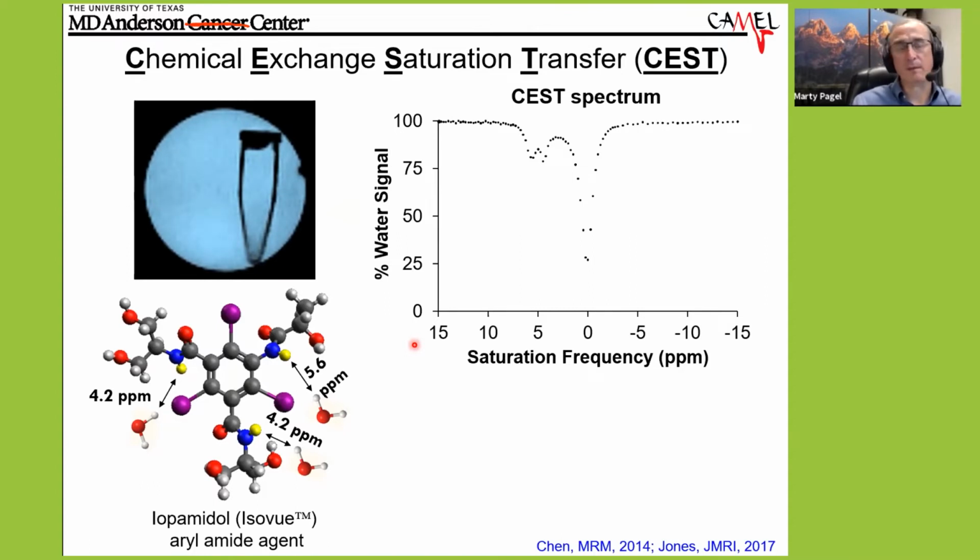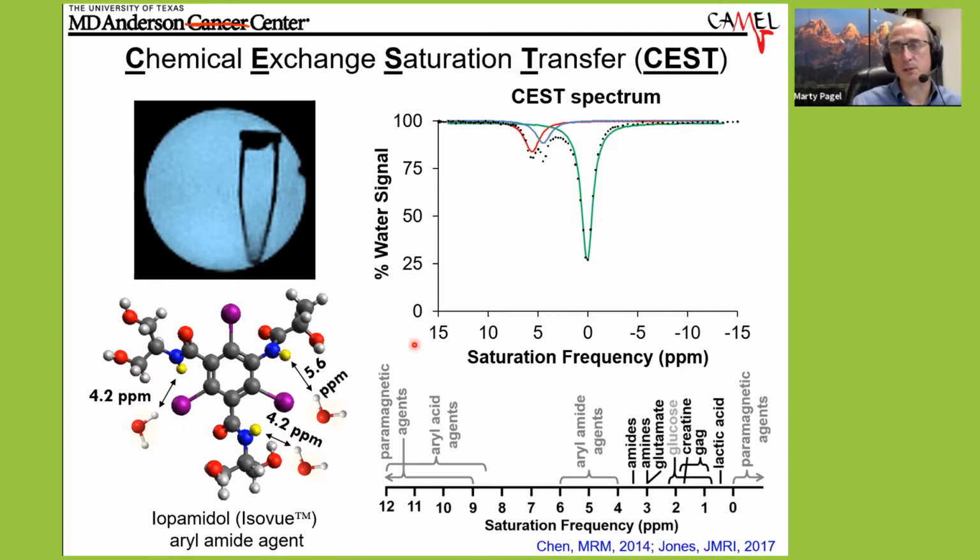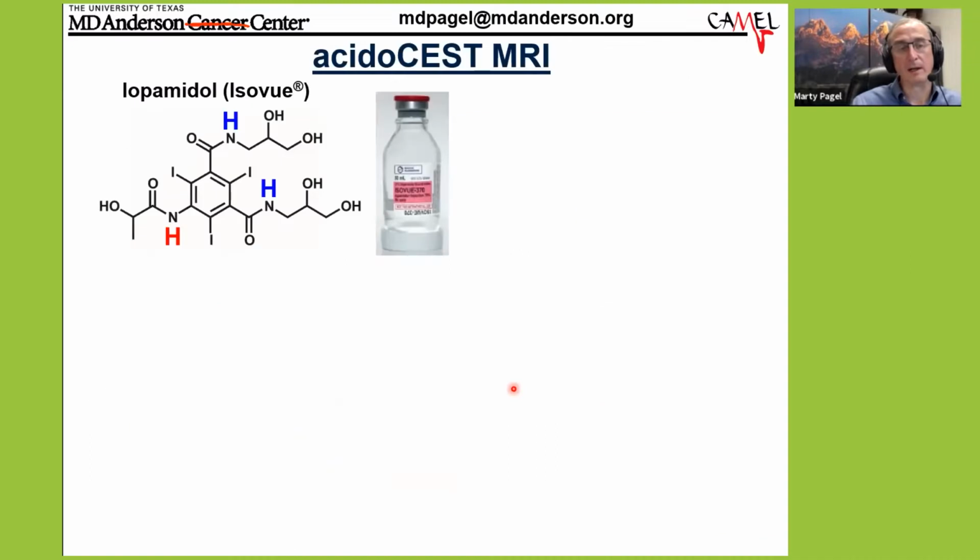And there are a variety of ways of analyzing the data, which I'll get to in a moment. But one way is just to fit with Lorentzian lines. And you can see that there are two peaks. There are a variety of paramagnetic agents that Dr. Aime and others over the years have studied. There are some diamagnetic agents, such as these aryl amides that I'm showing here. And then a variety of endogenous materials that can be imaged with CEST MRI as well.